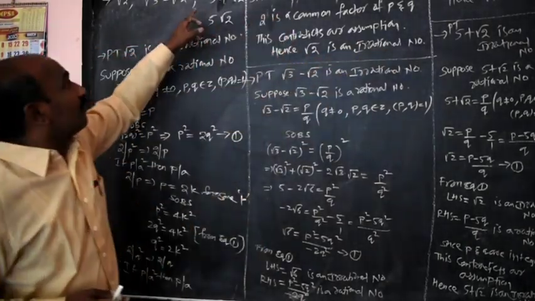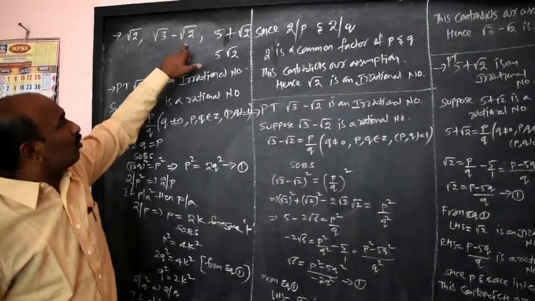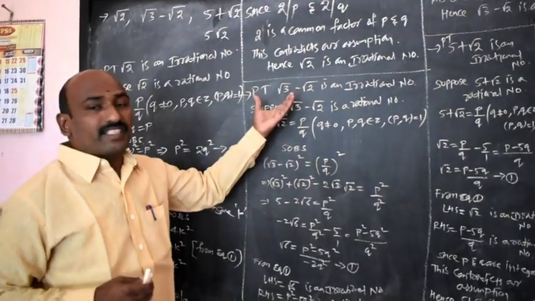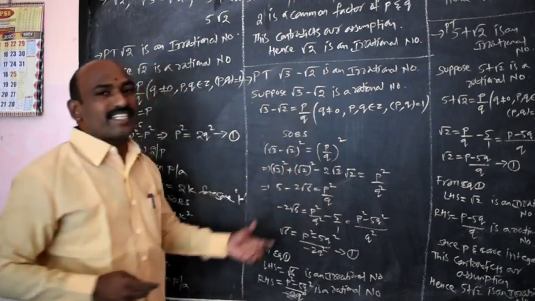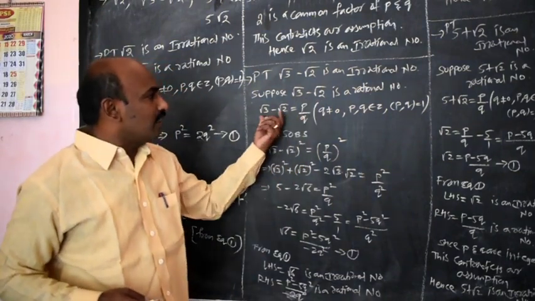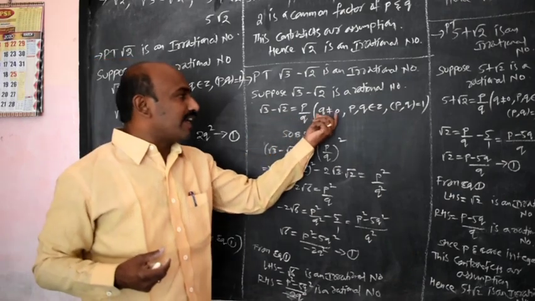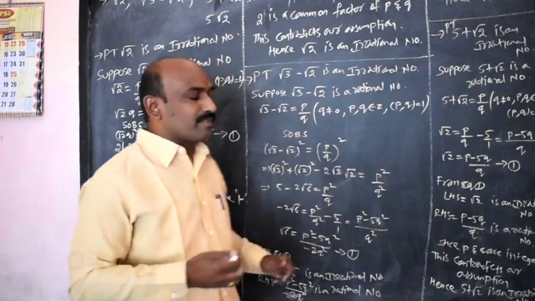Now the second method: if you go, root 3 minus root 2, we need to prove that it is an irrational number. Suppose, in the same contradiction method, root 3 minus root 2 is a rational number. Again we apply the definition. Root 3 minus root 2 is a rational number, which means we can express it as p by q, where q is not equal to 0, p and q are integers, and p and q are co-primes.